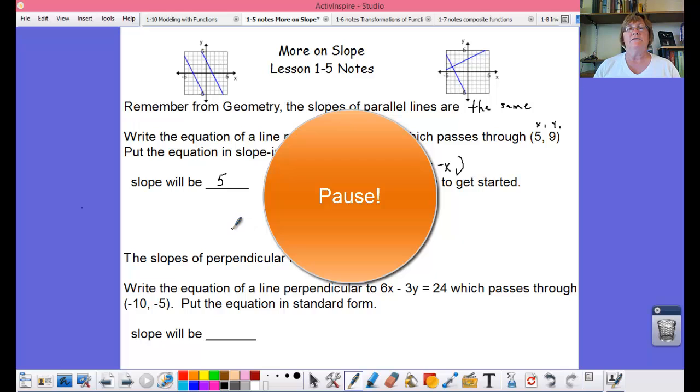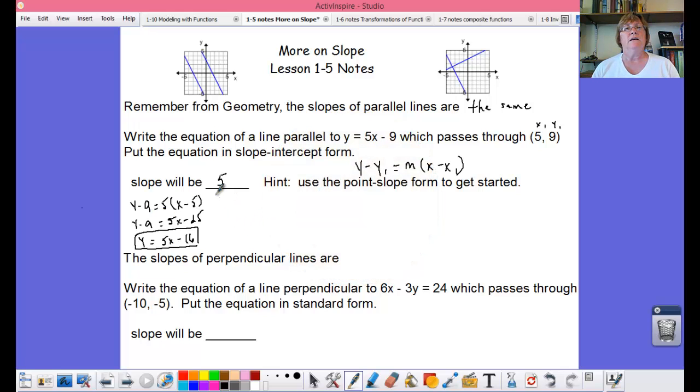Let's pause the video and write that equation in slope-intercept form. Here's my work. I used the coordinates of the point given, 5 and 9, along with the slope that we found, 5, in the point-slope format. I did the arithmetic to turn it into slope-intercept. So here's my final answer.